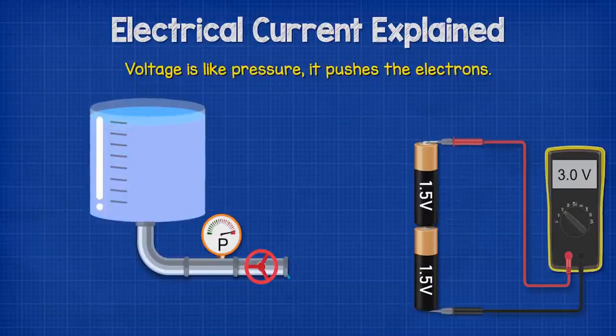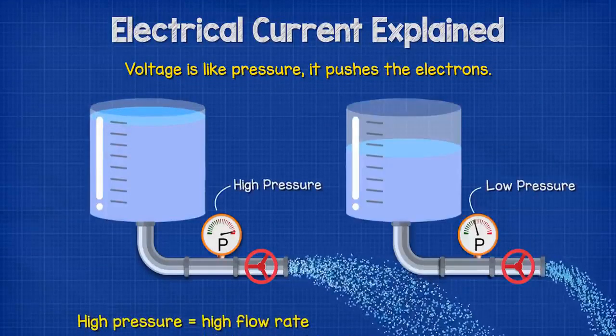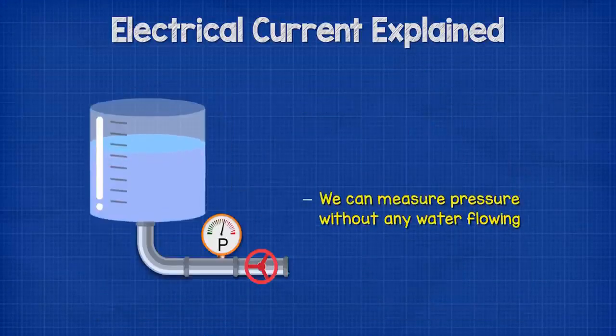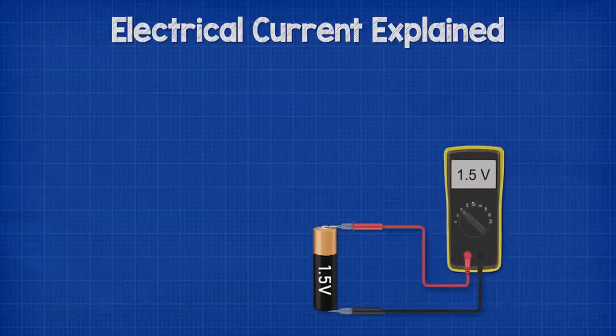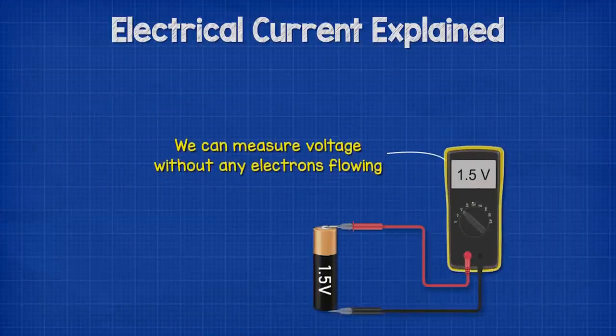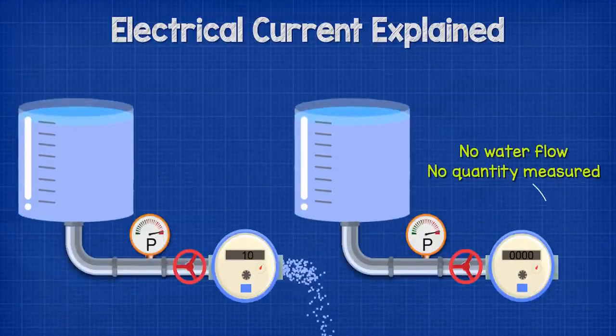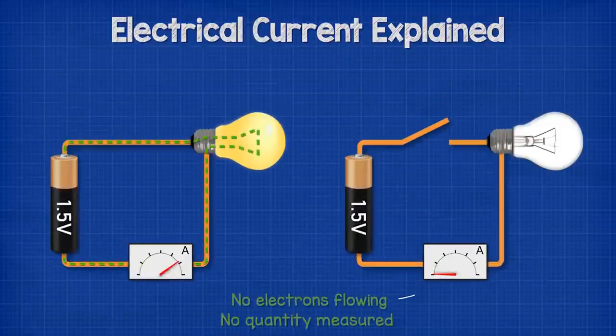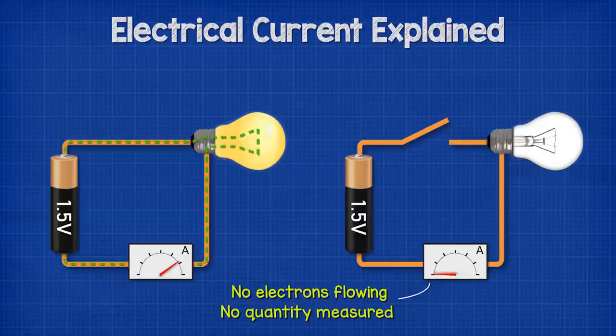It's like pressure in a water pipe. The more pressure we have, the more water can flow. The more voltage we have, the more electrons can flow. We can measure pressure without there being any water flowing, and we can measure voltage without there being any current flowing. But we can't measure how much water is flowing if no water is flowing, and we can't measure the electrical current if no electrons are flowing.